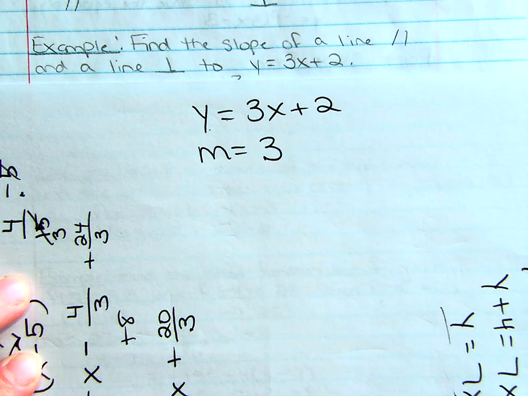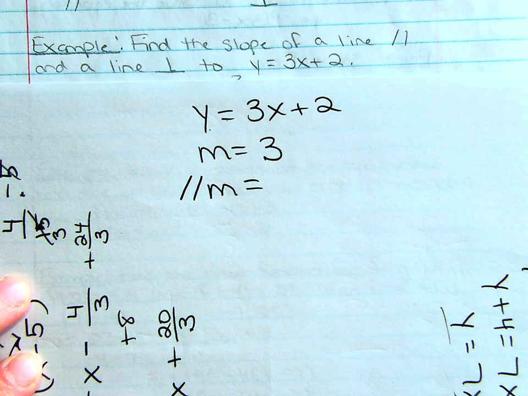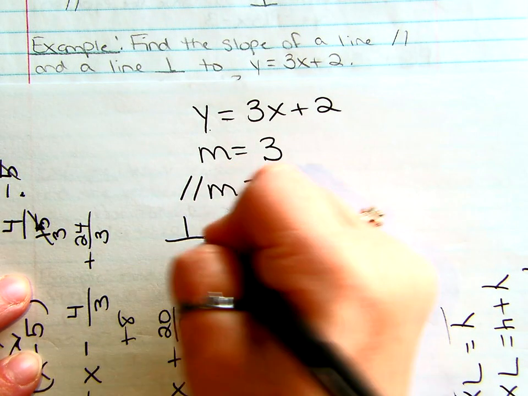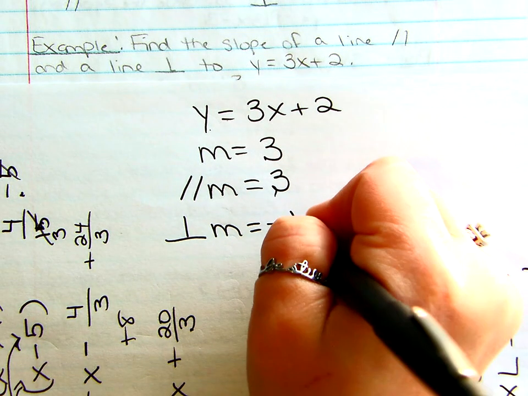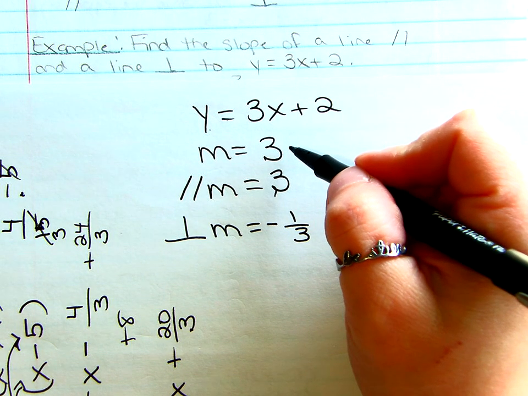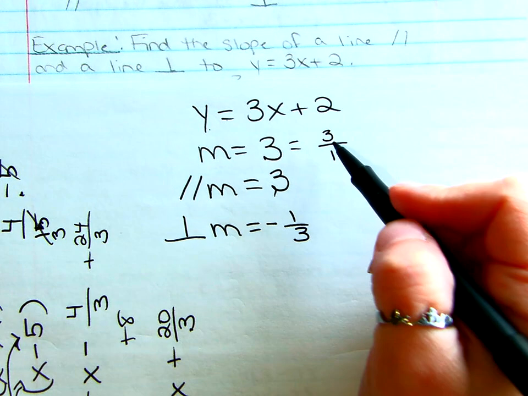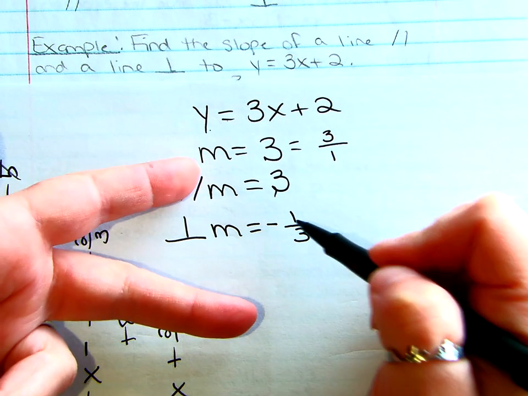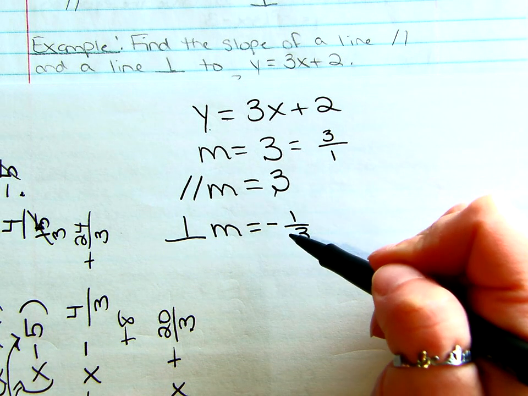So then what would be the parallel slope to that? 3. That's right. Parallel slopes are the same. And then what about perpendicular slope? This is the negative reciprocal. Negative 1/3. The way you find that is you look at the original and say, okay, I need to flip it. But this is a whole number, so you can think of it as 3 over 1. So then if you flip 3 over 1, it becomes 1 over 3. But it's the negative reciprocal, so the signs have to be opposite. And that's how you get there.